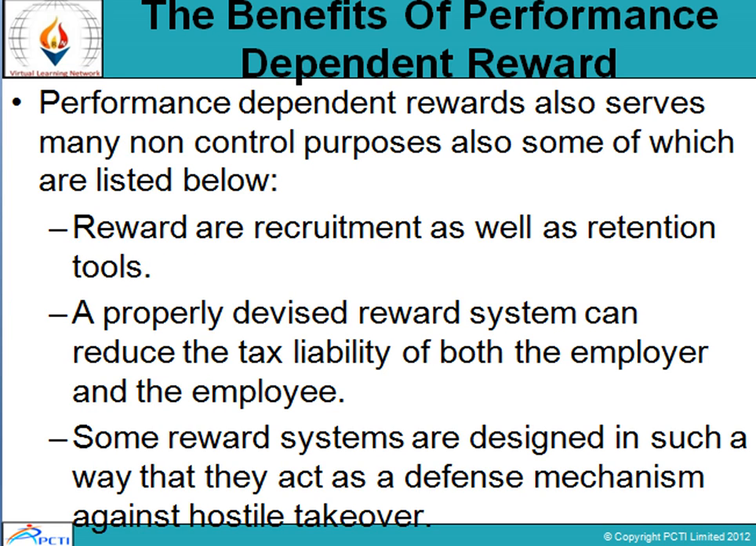Performance dependent rewards also serve many non-control purposes, and some of them are, first, rewards are a recruitment as well as retention tool. Performance based rewards form a major part of the compensation package which is signaled to potential employees. The second is that a properly devised reward system can also help in reducing the tax liability of both the employer and the employee. The third is that some reward systems are designed in such a way that they act as a defense mechanism.